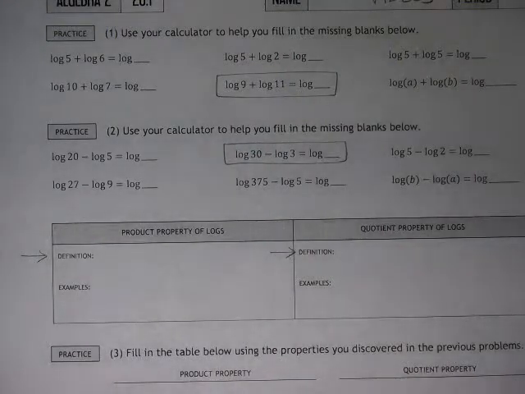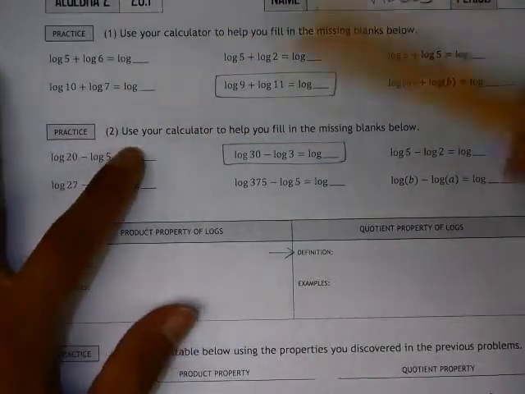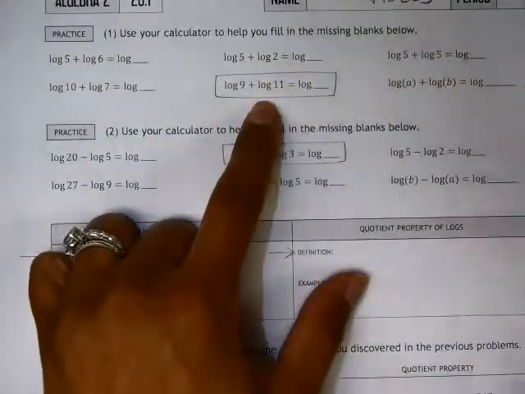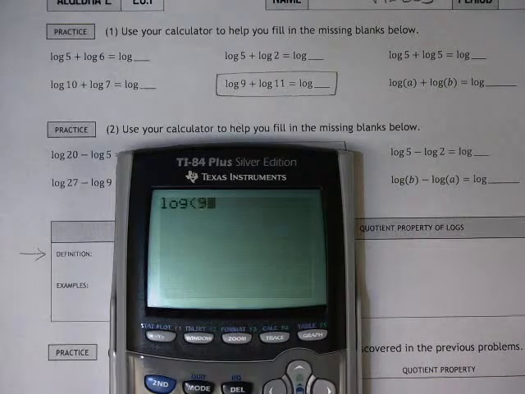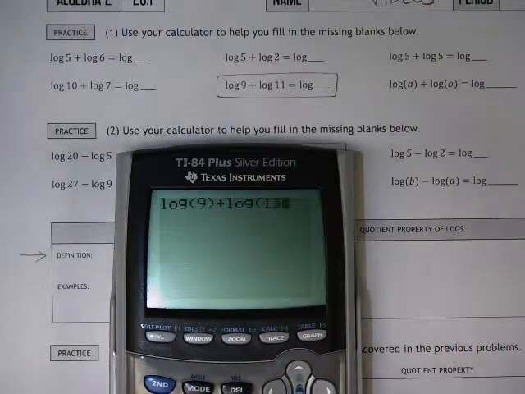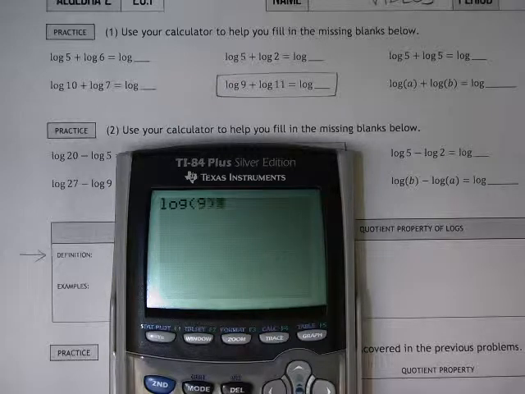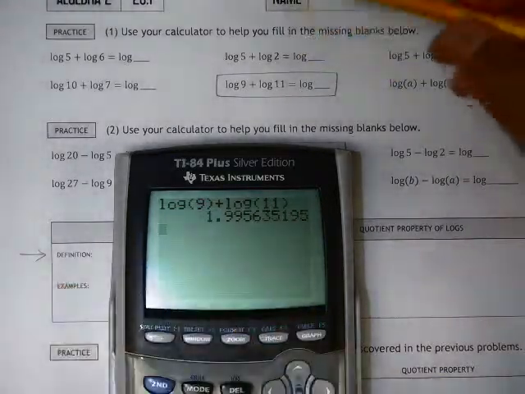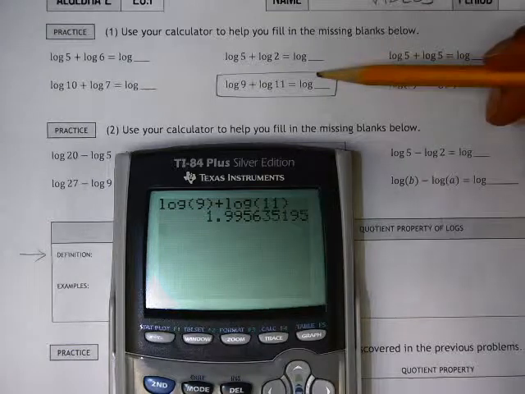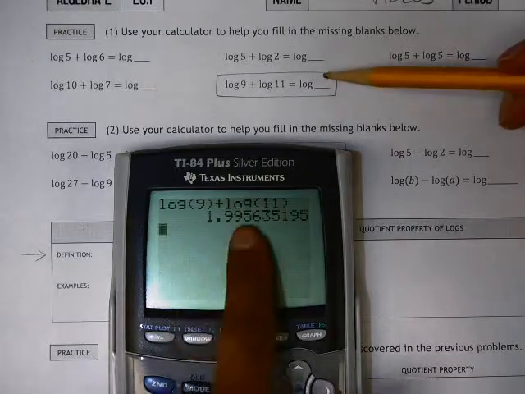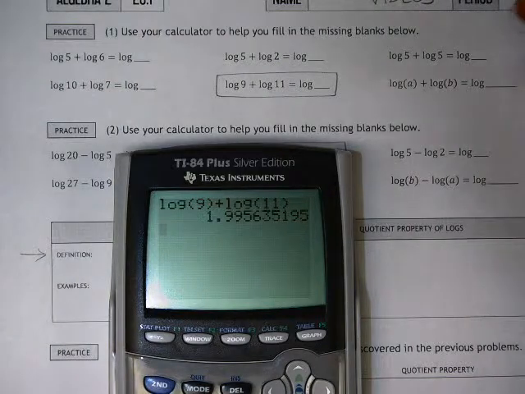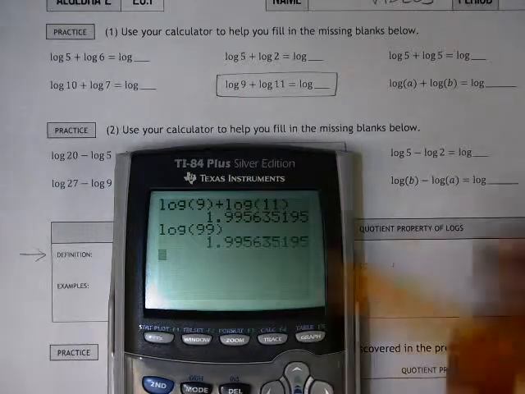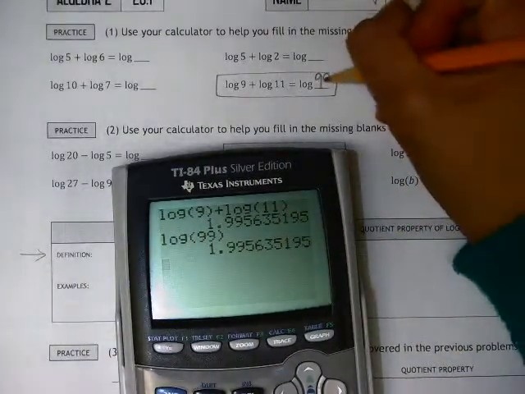Alright, this is worksheet 20.1, and on numbers 1 and 2, you're just investigating using your calculator to figure out, for example here, if you were to type in log 9 plus log 11, you get a certain decimal answer, and what you're trying to do is take a guess and figure out what number could go over here so that this log would be the same answer. So you might take a couple guesses. If you do end up multiplying these numbers together, you get 99, and you do end up getting the exact same answer. So this would be 99.